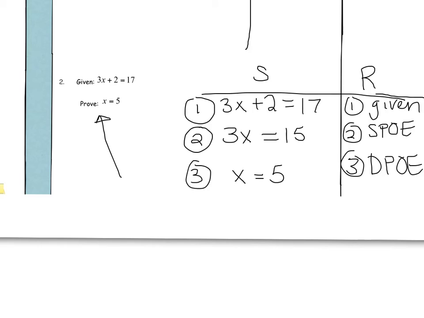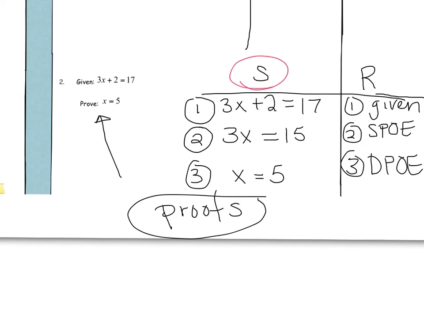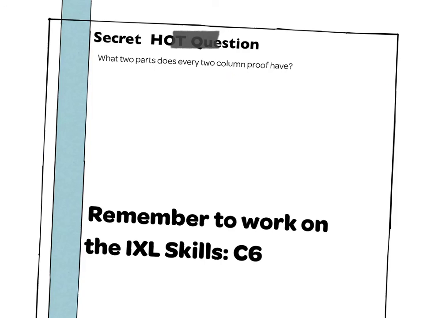So again, these proofs, you just have to get used to them, setting them up, making sure you've got statements and reasons, making sure you number things the same, providing a statement, providing a reason. You will get better at this. Keep practicing. Here is a secret hot question, and it says, what two parts does every two-column proof have?